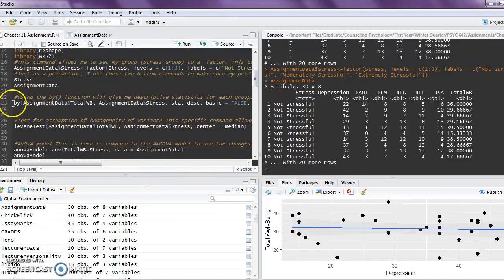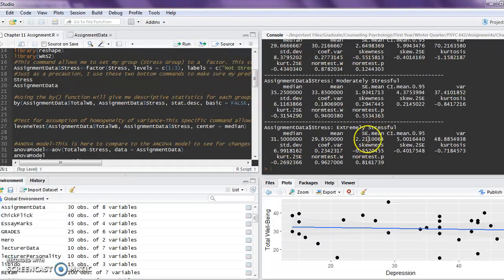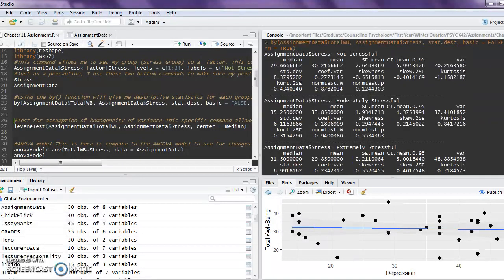So now we're going to explore our data. We're going to get our descriptive statistics. And here we're going to get our mean, our median, our standard deviation, standard error, and also our skewness and kurtosis. But the main thing I want to pay more attention to are the means, because that's essentially what's being tested here in ANCOVA.